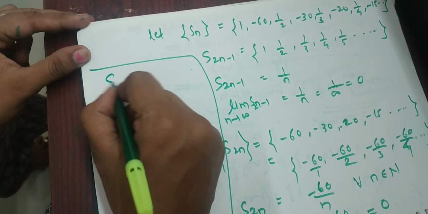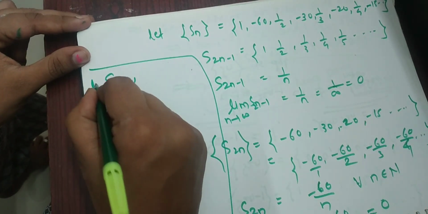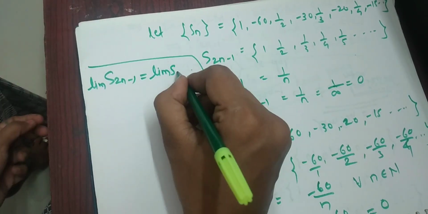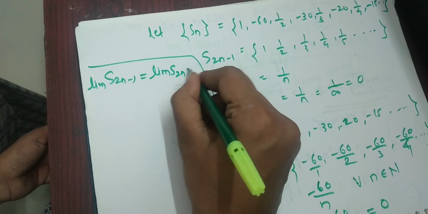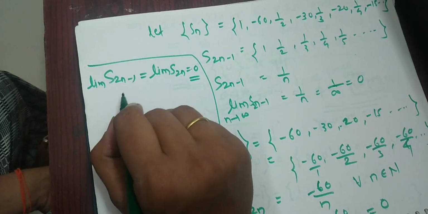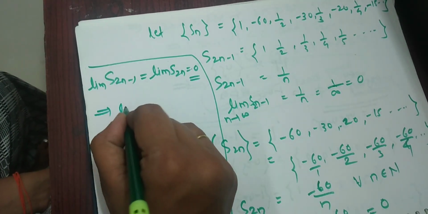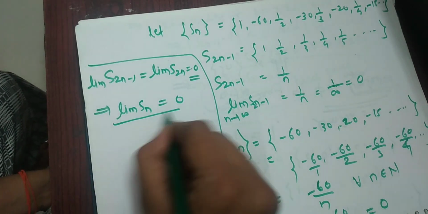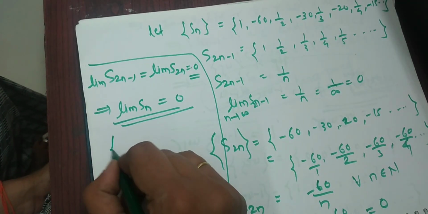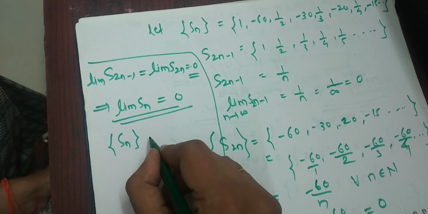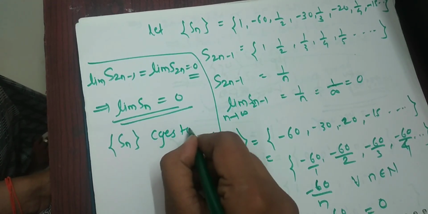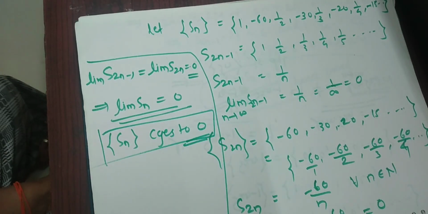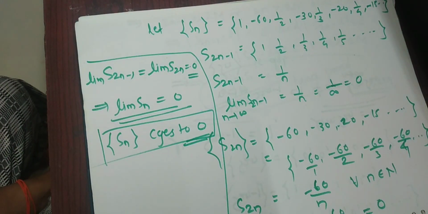The limit as n tends to infinity of S2n minus 1 and the limit of S2n both show limit 0. Then we can say that the limit of the original sequence Sn is equal to 0. Means we can write like this: the sequence Sn converges to 0. This is not a divergent sequence. This is a convergent sequence. Okay, thank you.